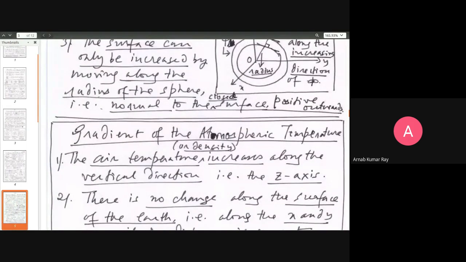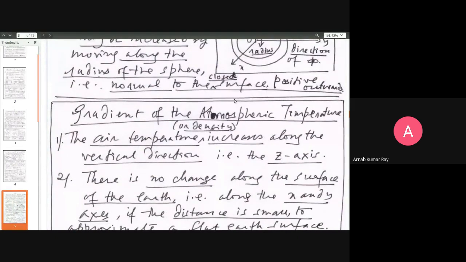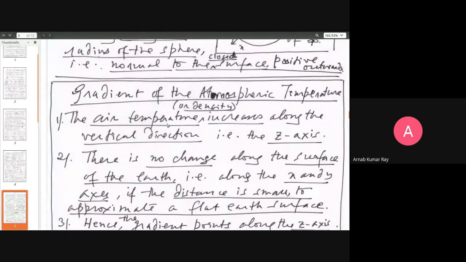We can extend this principle to a physical example with which we are familiar. What is the physical example? The gradient of the atmospheric temperature. Let us see. In one of the previous classes, we discussed this point. Air temperature or air density, the same principle applies to both physical quantities. Temperature and density increase along the vertical direction, that is the z-axis. There is no change along the surface of the Earth, that is along the x and y axis.